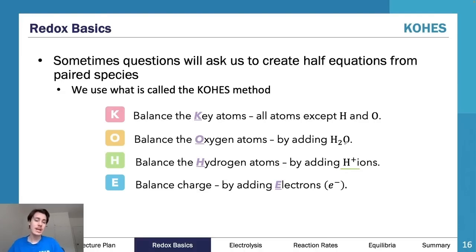And that's reasonable. That's why it's important to know that in reduction, the electrons are always on the left, and in oxidation, your electrons are always on the right.